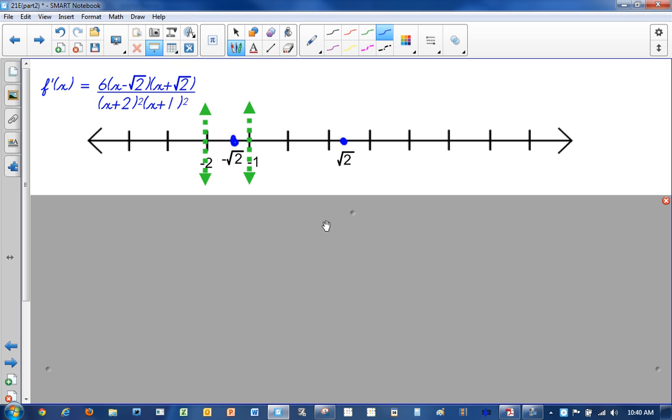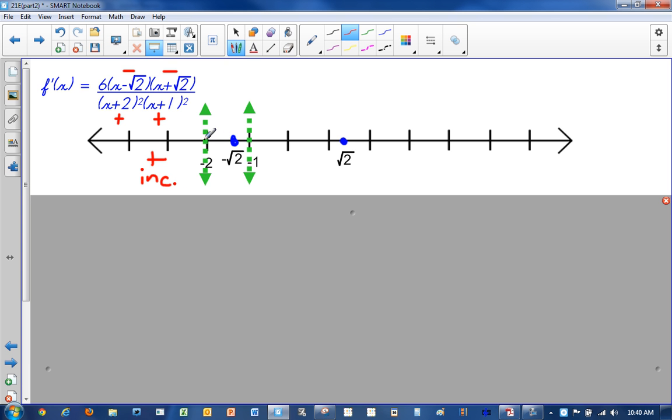So let's look at what's going on before I get to negative 2. Let's try a number like negative 3. Negative 3 minus root 2 will be negative. Negative 3 plus root 2 will be negative, and just like the last example, the denominator is going to be positive all the time because it's being squared. So it looks like I have a positive first derivative everywhere here, so the function must be increasing.